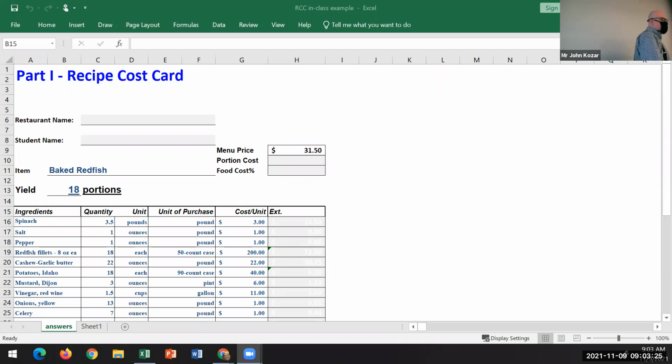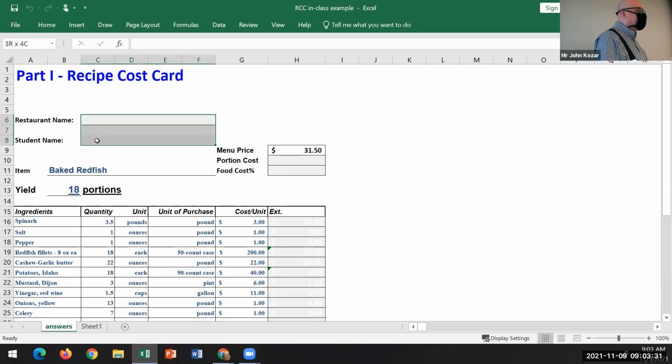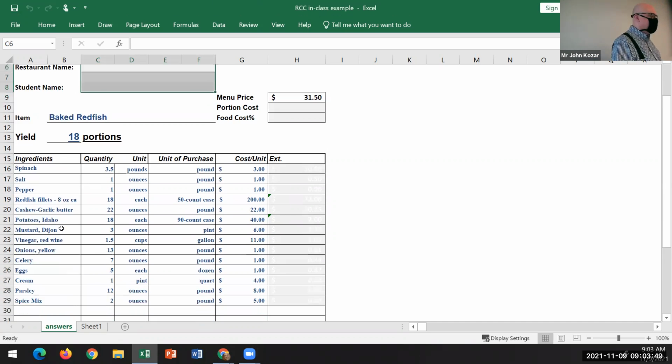We're going to do a recipe cost card. So what you're going to want to do is make up a restaurant name, make sure you put it on your documents and put your name on the documents. You'll turn in your work by sending an email back to me, and then I'll grade it and send it back to you.